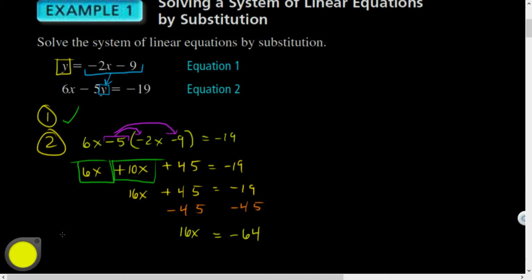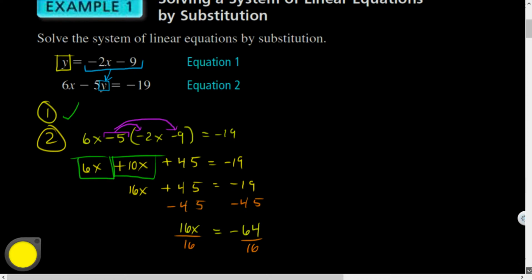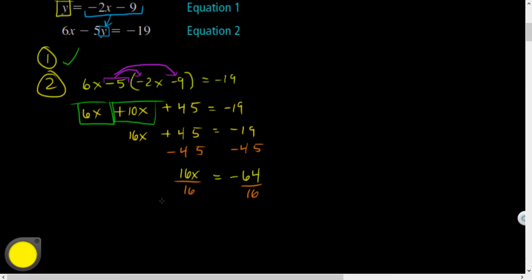Okay, now what do I do to get x by itself? Yeah, the inverse of multiplication is dividing. And it's going to be almost -4, -4. So guys, so this is, wait a minute.